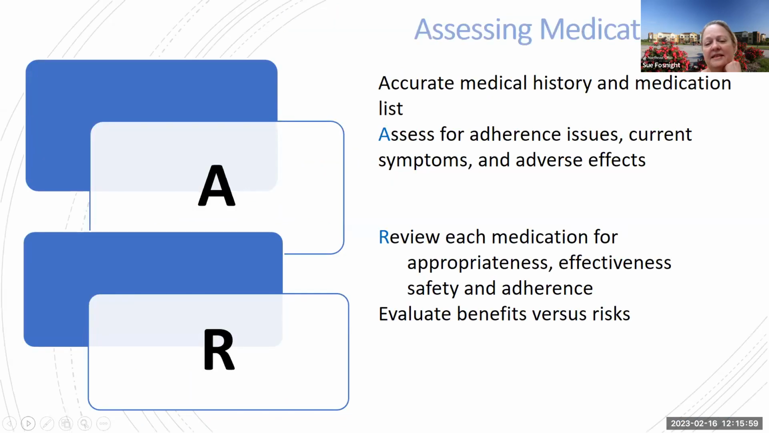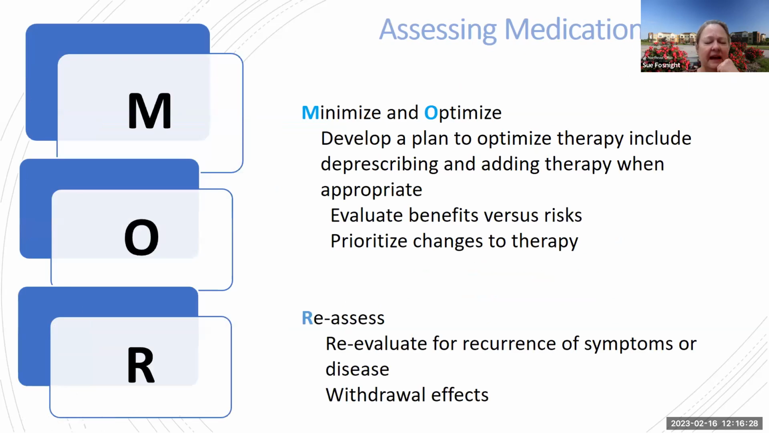So going through this ARMOR system, the A basically says to assess. One of the first things we want is an accurate med history and a medication list. And then to assess for adherence issues, for any types of symptoms they're having or adverse effects they're having. The next thing we do is review each medication for appropriateness, effectiveness, safety, and adherence, and then evaluate the benefit versus the risk. Next is that we want to minimize and optimize.